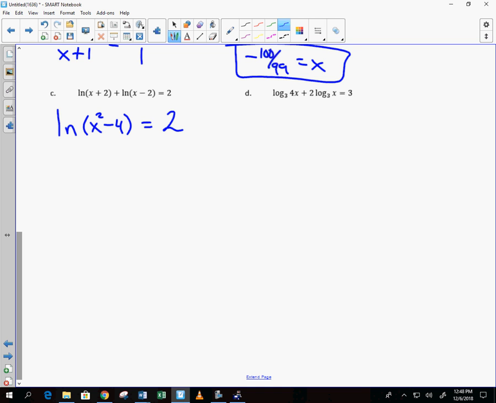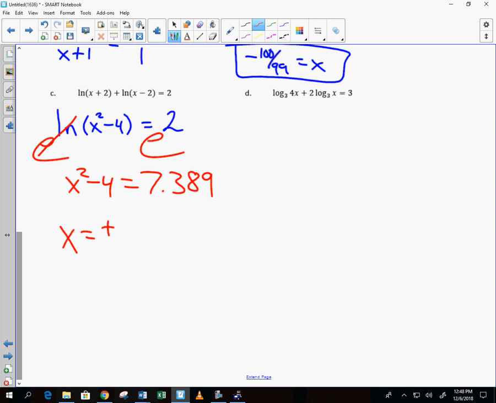Shoot, how do I get rid of natural log? E, isn't E awesome? So handy. X squared minus 4 is equal to E squared. Oh boy, I don't know that. It's like 7.389 maybe? Is it exactly? I taught the class twice today, so I had a pretty good shot at guessing. Add the 4, square root. X is equal to plus or minus 3.567.